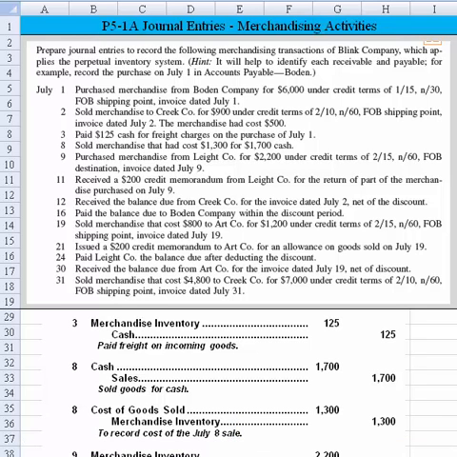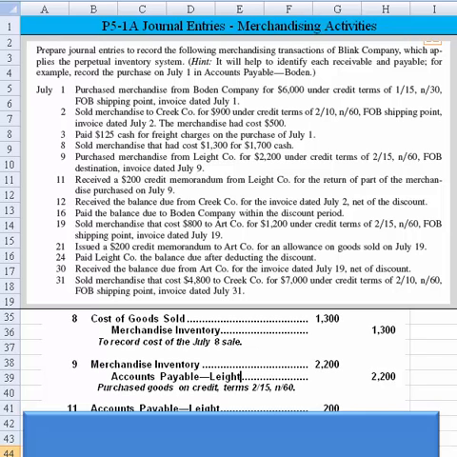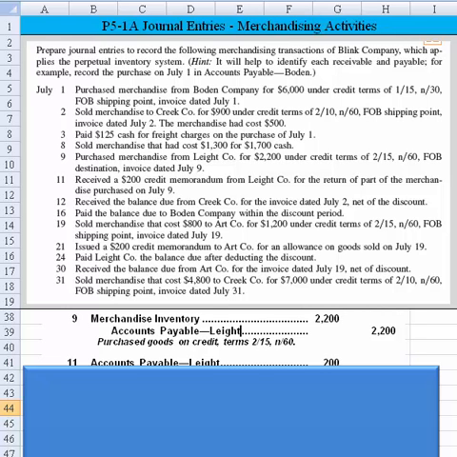Okay, slide this down. We'll take a look at what happens on the 9th. We purchased merchandise from, looks like Light Company, for $2,200, 2/15, n/60, FOB destination, invoice dated the 9th. Well, let's see if that makes a difference. Okay, so on the 9th, we purchased merchandise, 2/15, net 60, so we debit merchandise inventory and we show the accounts payable of $2,200. We record the purchase of that goods on credit.